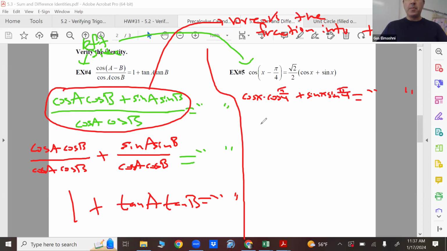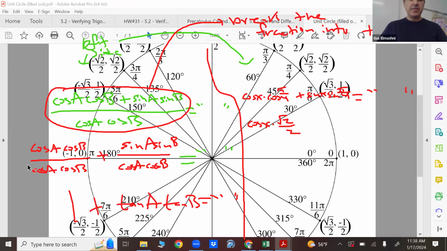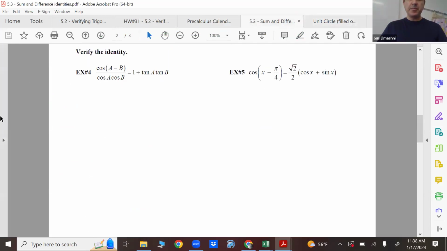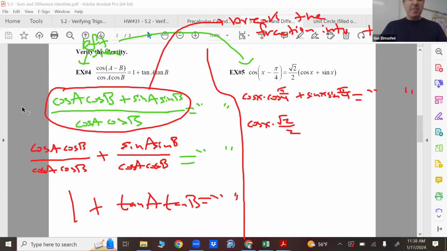What's cosine pi over 4? In case you guys forgot, on the unit circle right there, pi over 4, the x coordinate is cosine, the y coordinate is sine. Sorry about that. Okay. Plus sine x, also root 2 over 2.